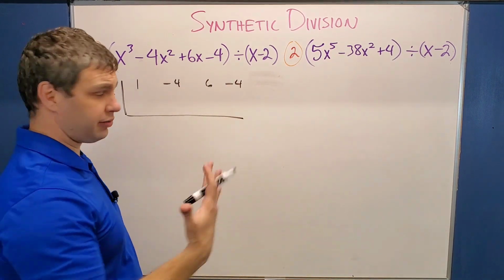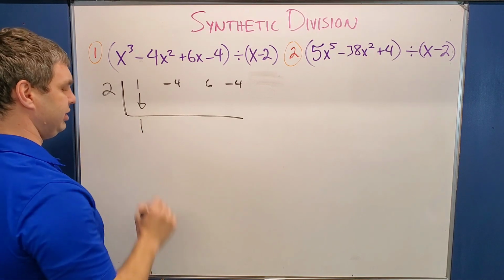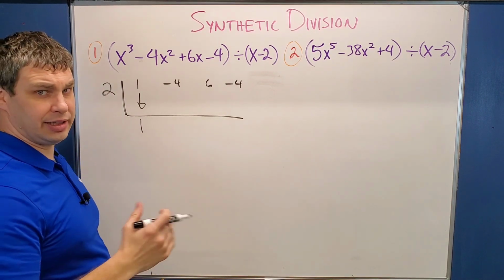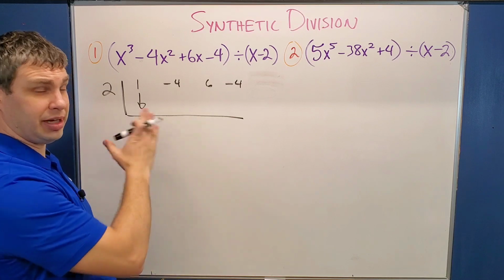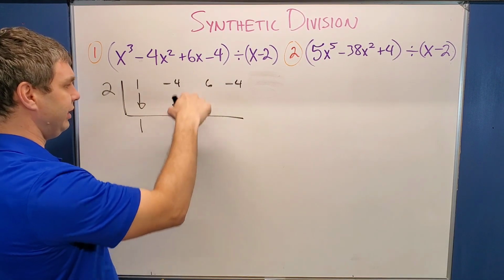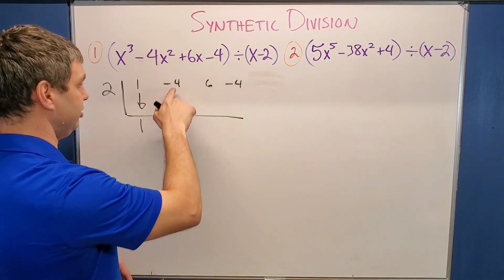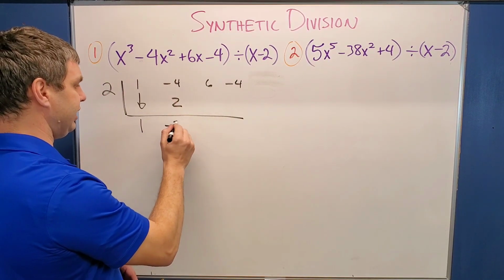Then you're going to take your first one, and you're going to bring it down. I like to draw an arrow sometimes. I'm going to take a 1 like that. All right, on the bottom, you take those and you multiply by the number out front. So 1 times 2 is 2. And then these inside here, you're just going to add those numbers together. So negative 4 plus 2 is a negative 2.